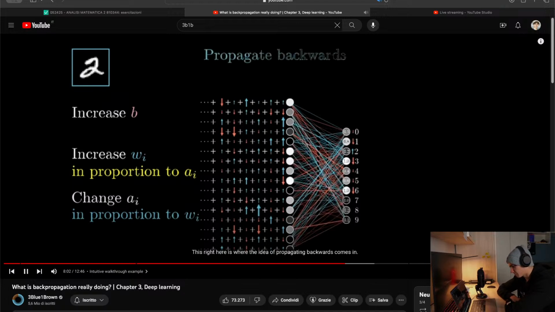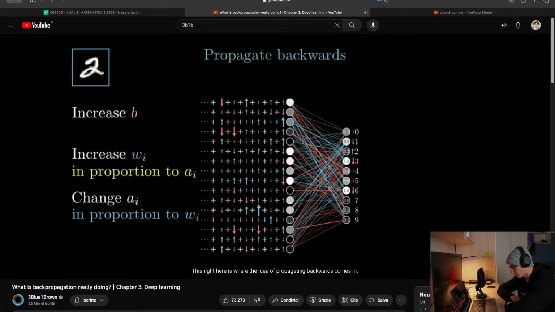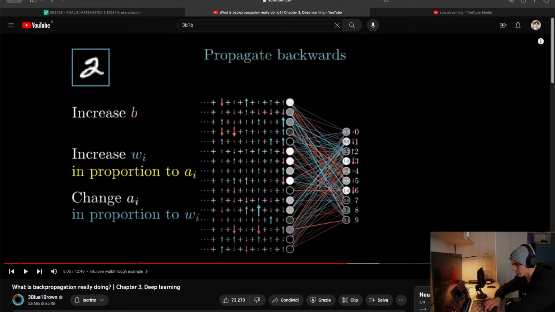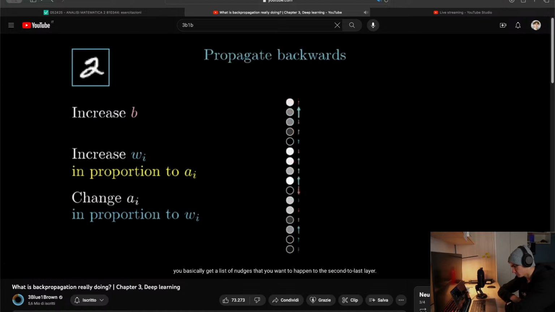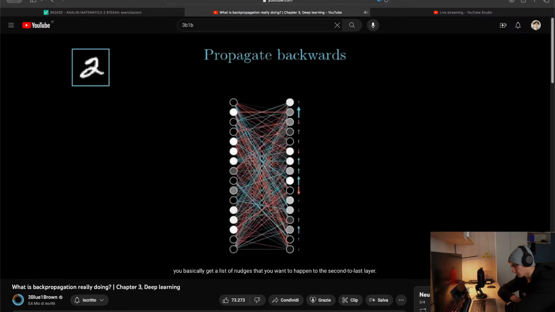This right here is where the idea of propagating backwards comes in. Ok, this is backpropagation, that is, look at an output, and work on what created that output. By adding together all these desired effects, you basically get a list of nudges that you want to happen to the second to last layer.